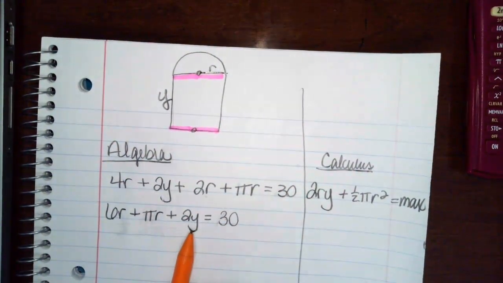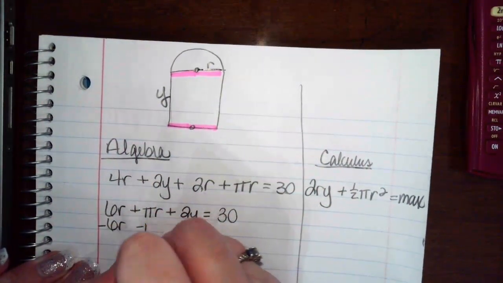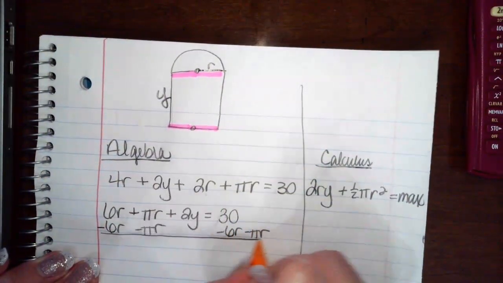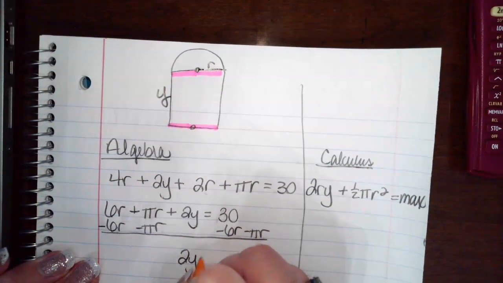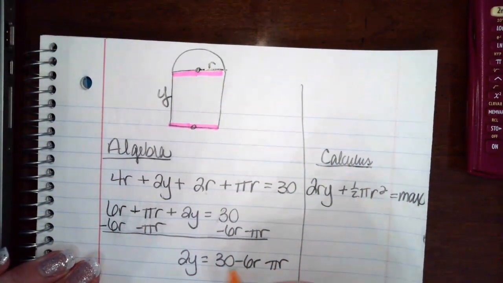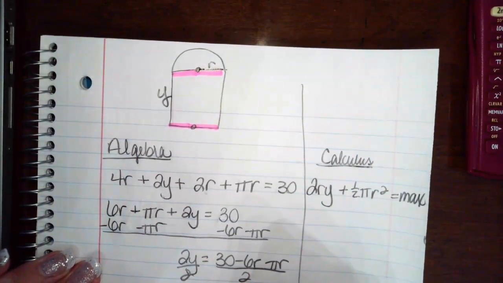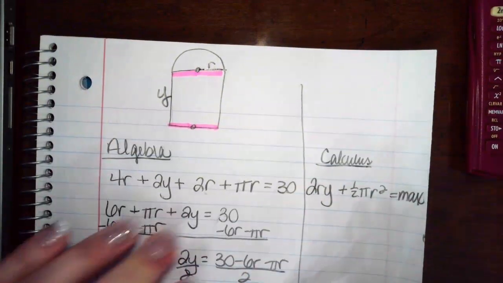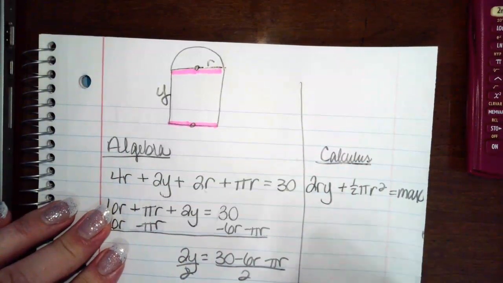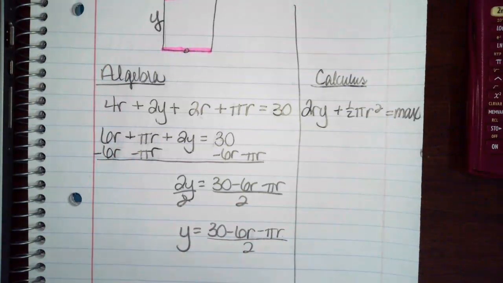Okay, and it's going to be easier for me to solve for y on this. So I'm going to solve for y by subtracting 6r and pi r from both sides. So I get 2y is 30 minus 6r minus pi r. Divide both sides by 2, and I get y equals 30 minus 6r minus pi r all over 2. Okay, so now I know what y is.